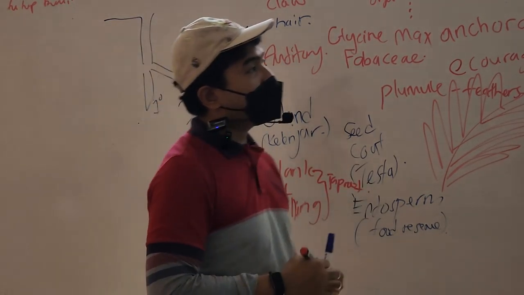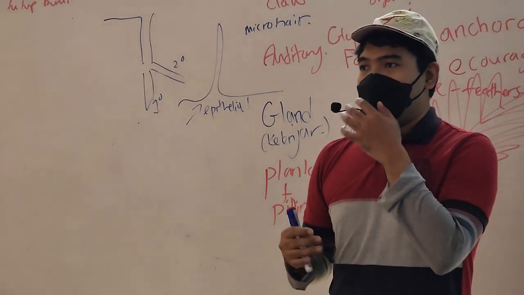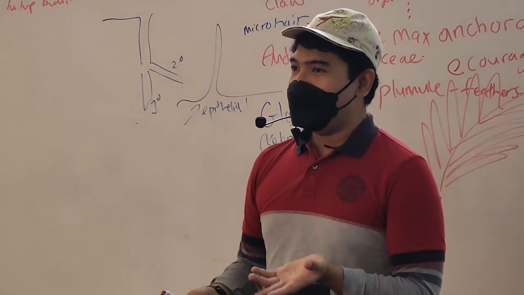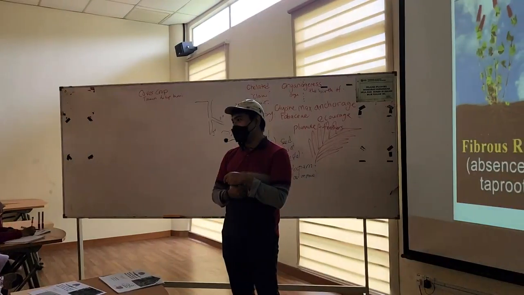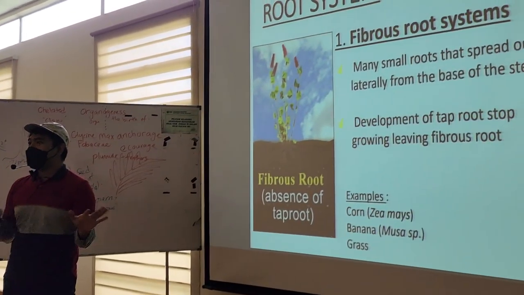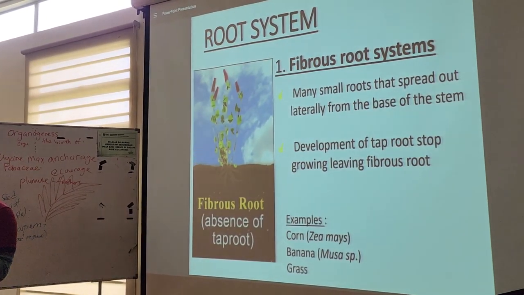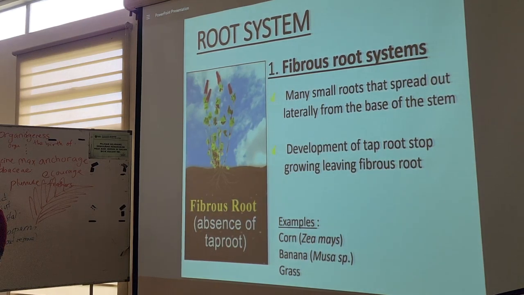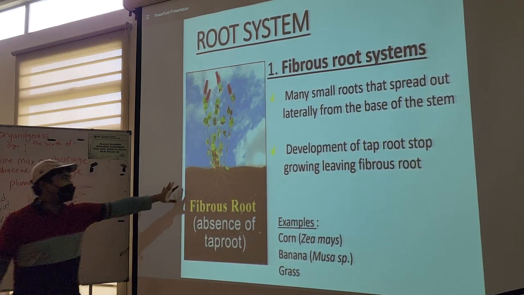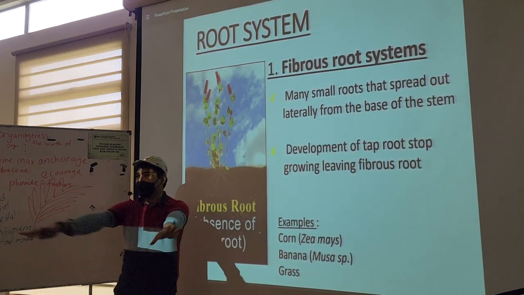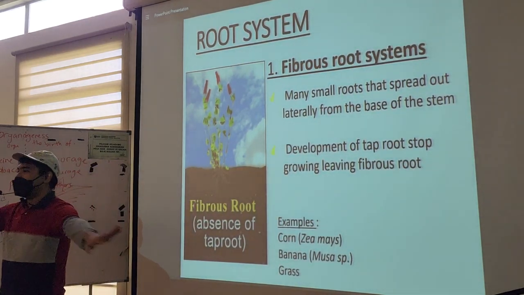Okay, so fibrous root, herbaceous plant, annual plant, they don't live for very long. When they flower, they're going to die. So they need to absorb nutrients and water as much as possible in a short period of time. That's why the roots occupy as much space as they can.